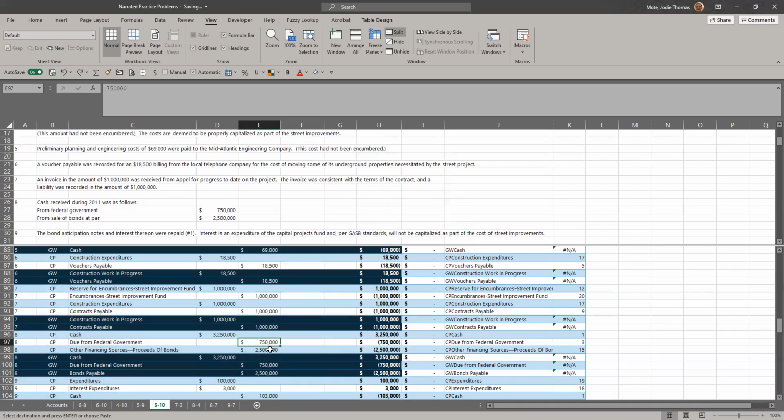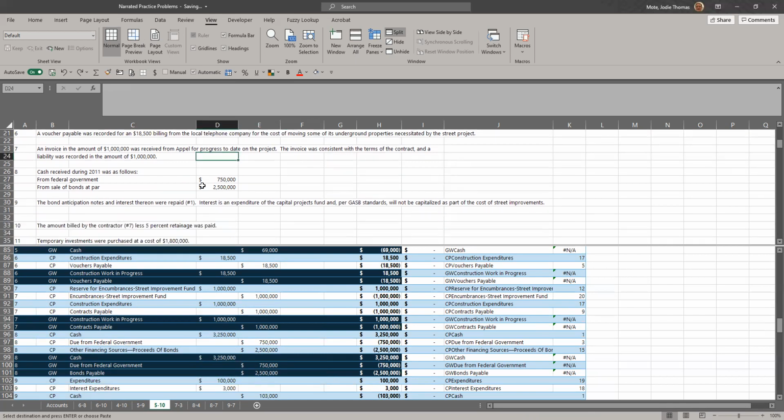That is now, and it was at par, so you don't have to worry about the premium and the discount and all that kind of stuff and the differences between government-wide and governmental capital projects fund like you did on the previous problem. But this one is pretty cut and dried. It's just 2.5 million as other financing sources, versus when you're doing the government-wide entry, you're recording that as bonds payable. Okay, so that one's easy. 3.25 million in cash recorded.